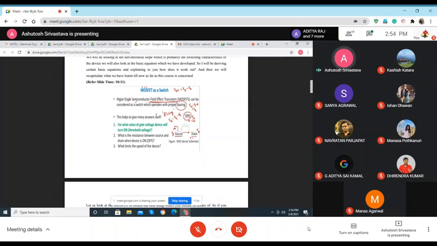The moment we are talking about the P and N regions, they are connected to metal. Otherwise, how would the biasing happen? So there is a metal semiconductor contact in both the P region and N region of a diode configuration.